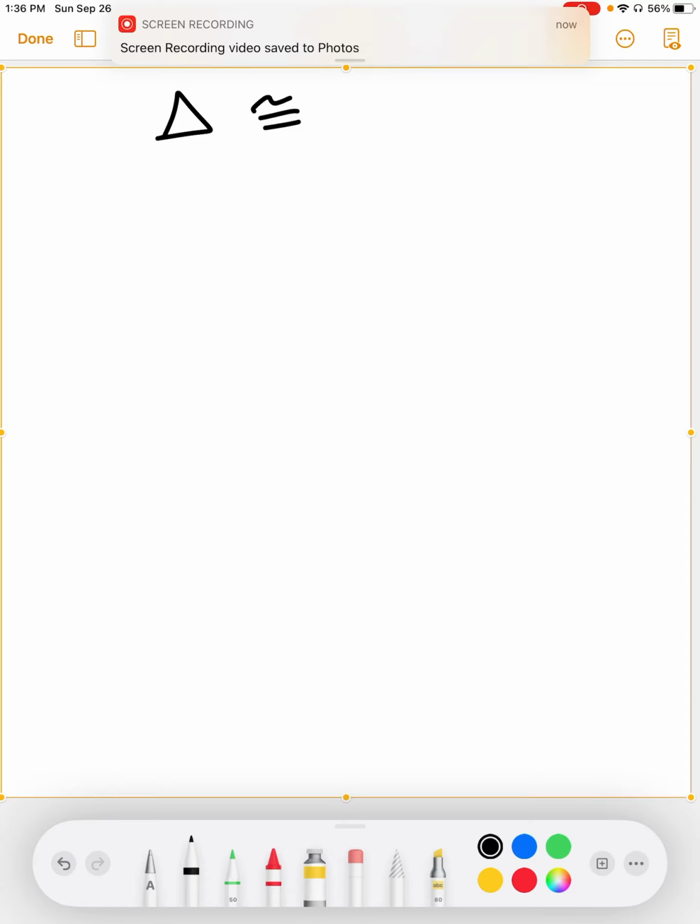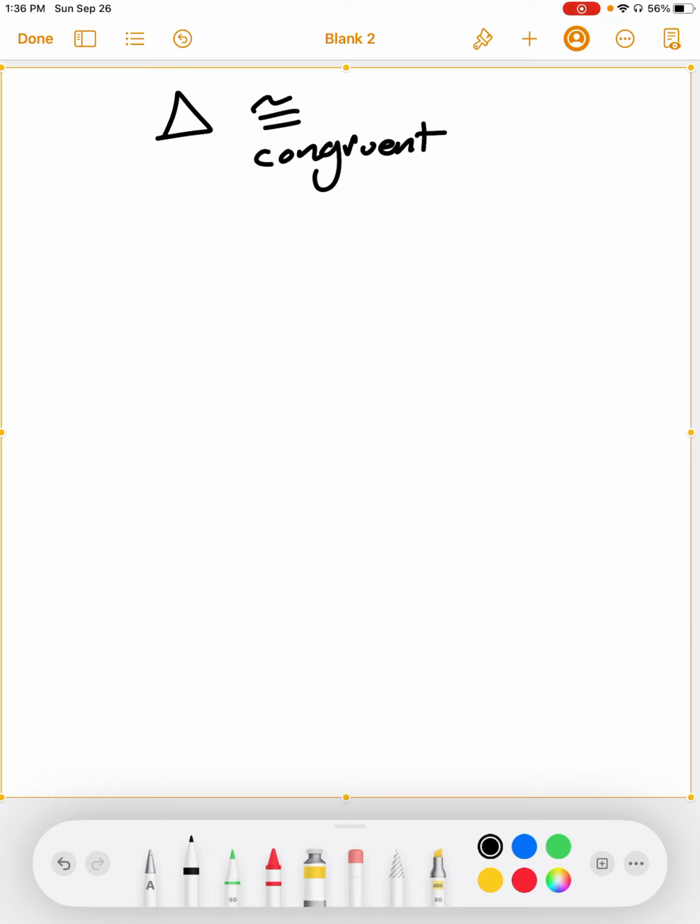All right, classifying triangle congruences. Okay, so triangle congruences, this is a triangle obviously, and this means congruent. Okay, we have a few different ways we can do that.